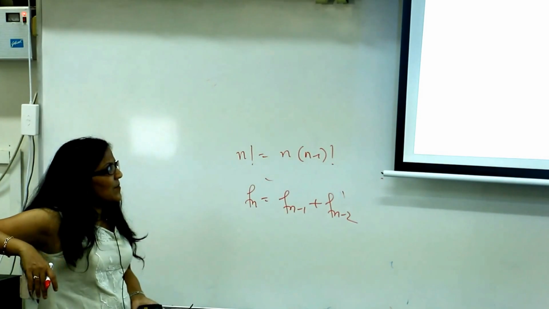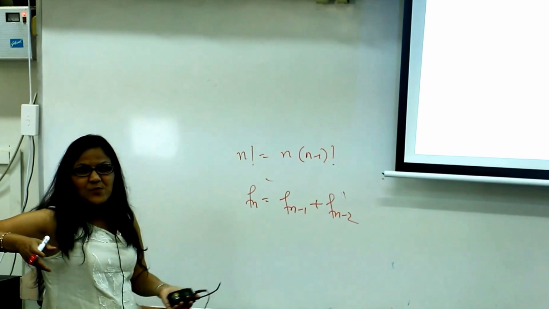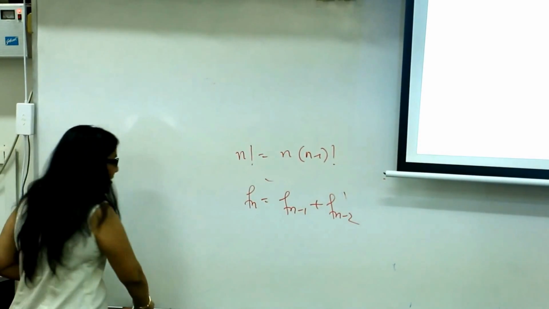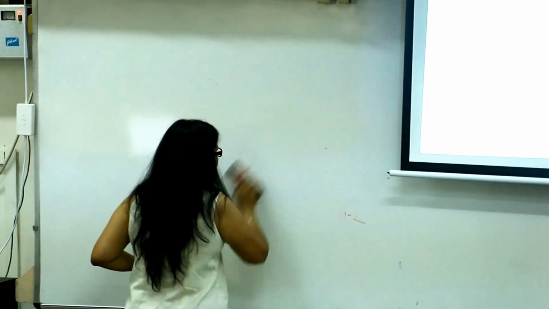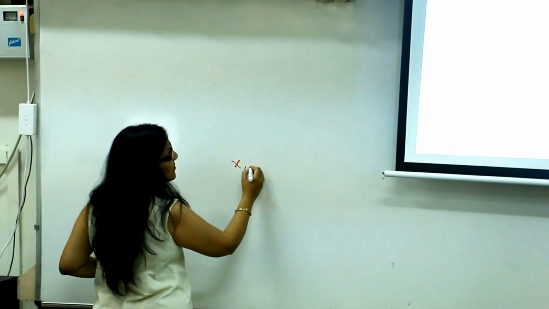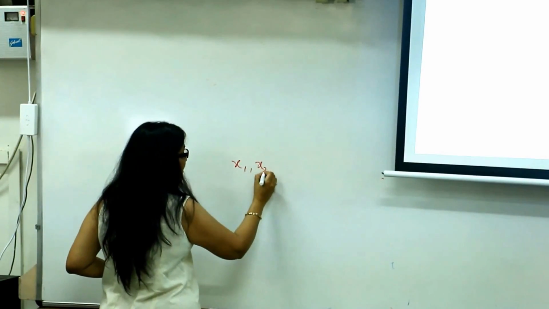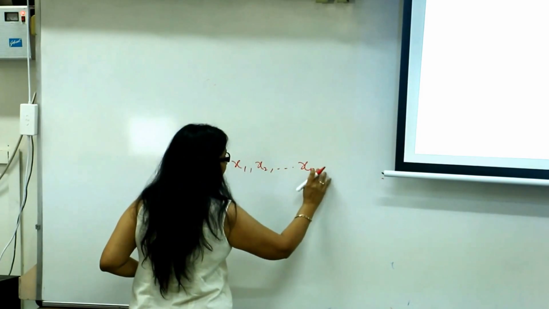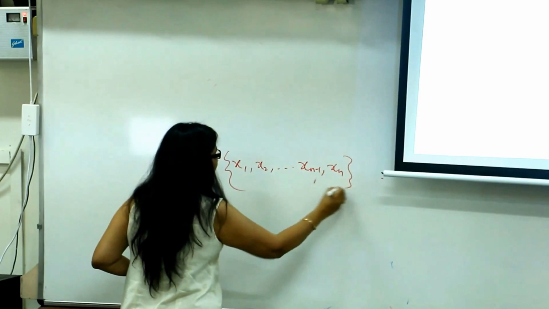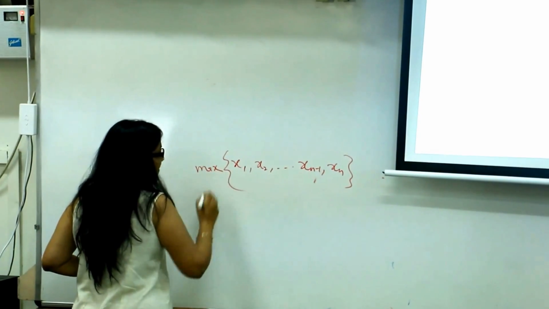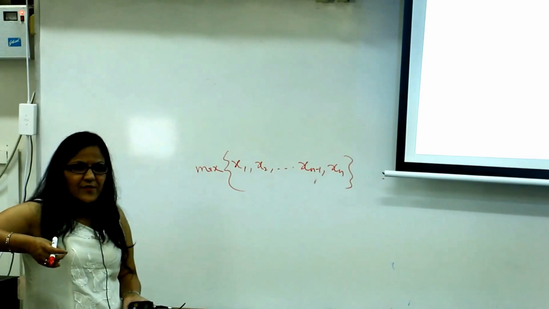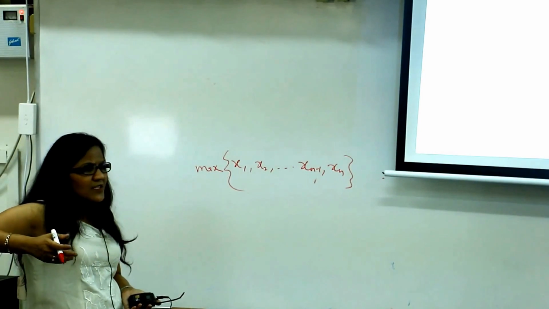These are some simple examples. Finding the maximum of n numbers, x1, x2, ..., xn. These are some of the problems that I give to my students. So how do you compute the maximum of this? All of you know the recursive and the iterative algorithm for this, right?